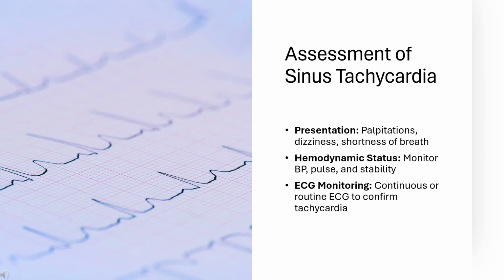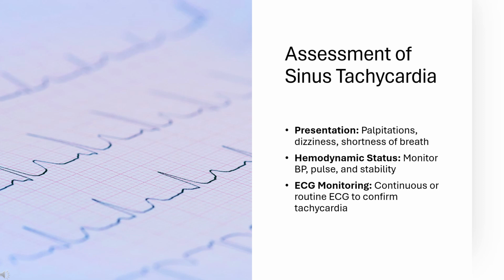If continuous monitoring is not possible, perform routine ECGs to confirm the diagnosis of sinus tachycardia. Ensure that the ECG shows a regular rhythm, a rate greater than 100 beats per minute, a P wave preceding each QRS complex, and a normal PR interval and QRS duration. Note any changes in the ECG and correlate these with the patient's symptoms. Look for any other abnormalities that might suggest a different or concurrent condition, such as ischemia.